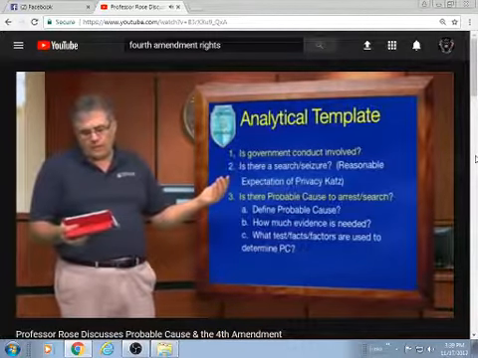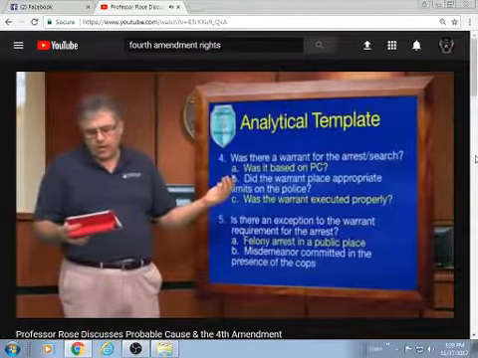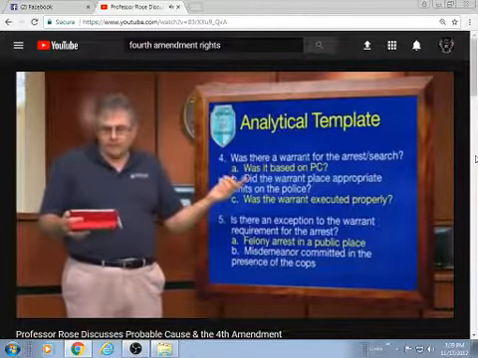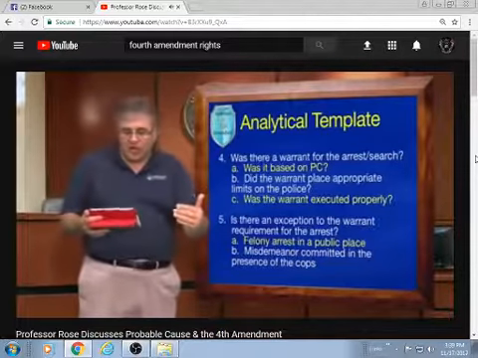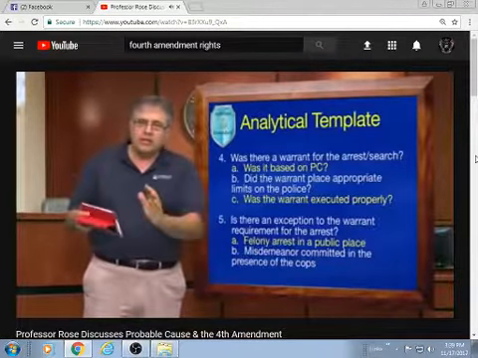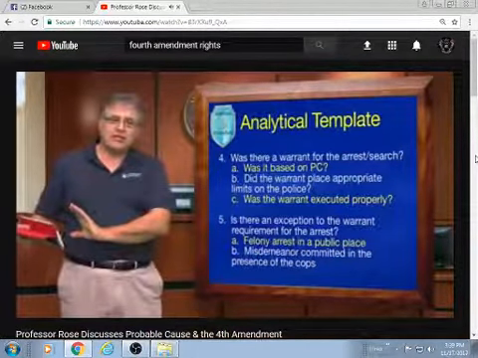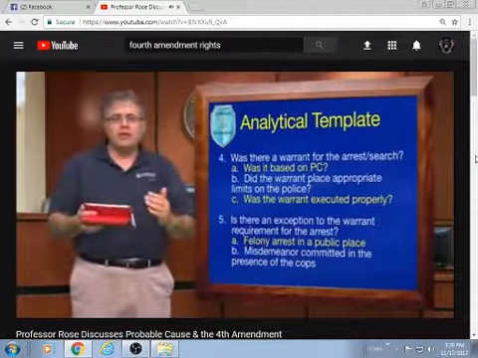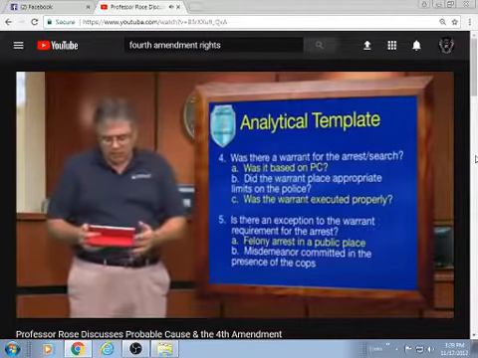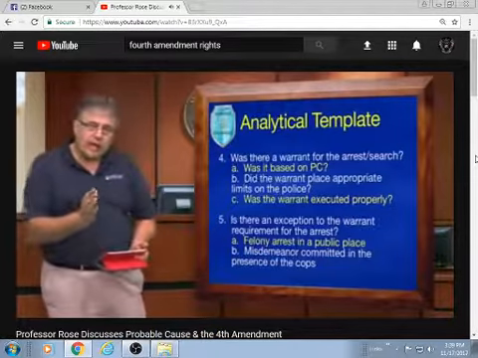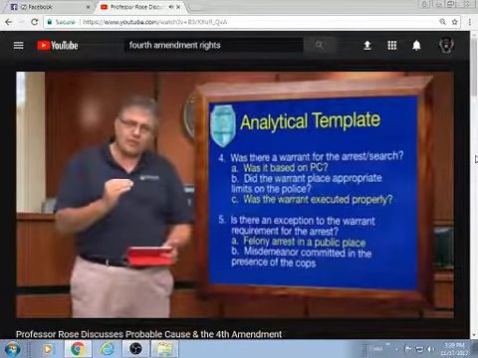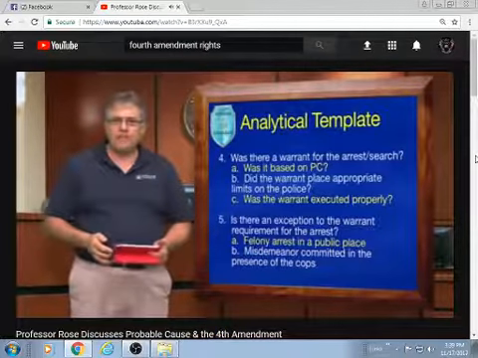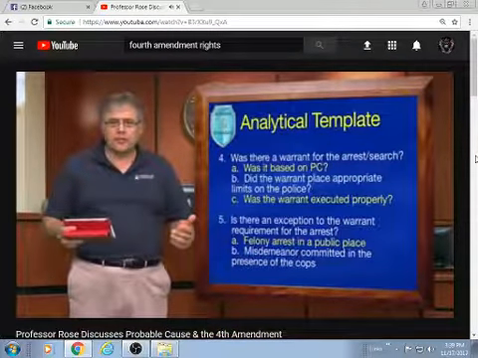Look at the next 3. Was there a warrant for the arrest or search? If there was a warrant, did we have probable cause? Did the warrant appropriately limit the actions of the police based upon the information that was available at the time the warrant was executed? And then was the warrant executed properly? That's the 4th step that I have to look at to make certain that I'm okay from an analytical perspective.